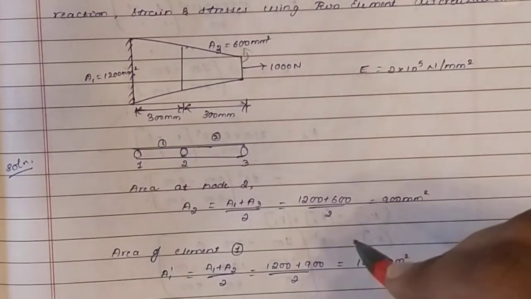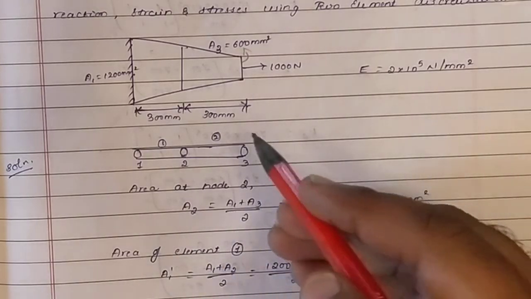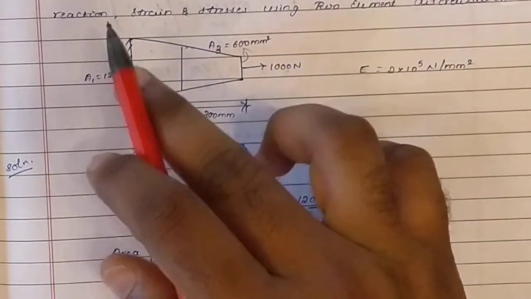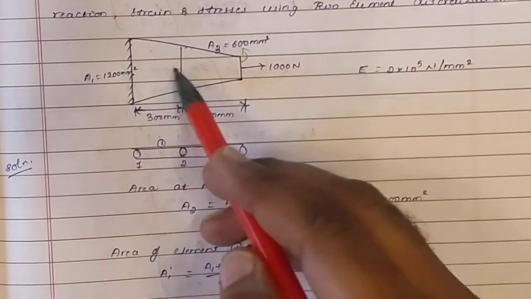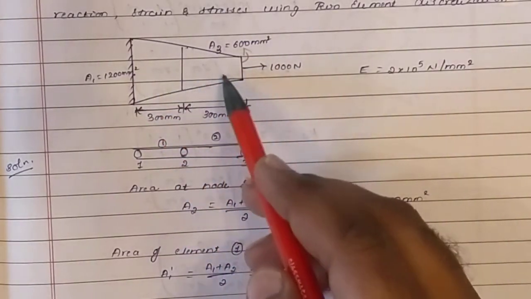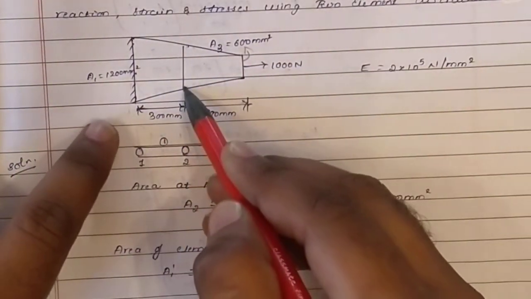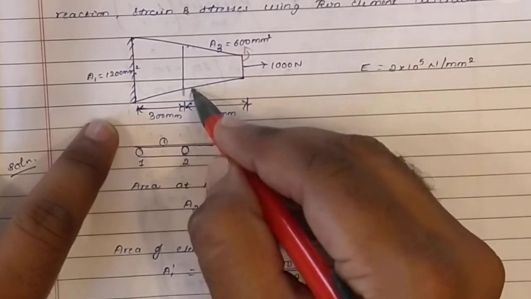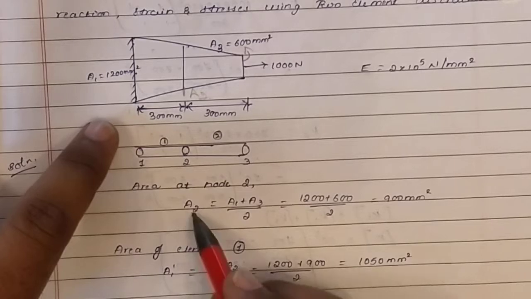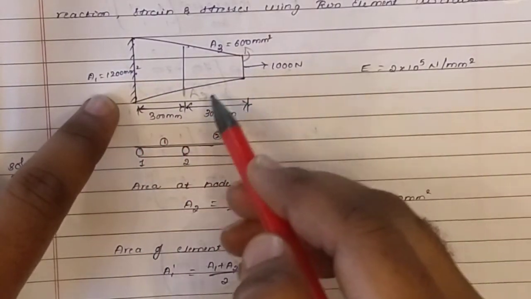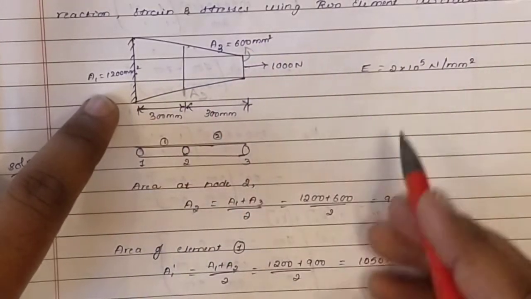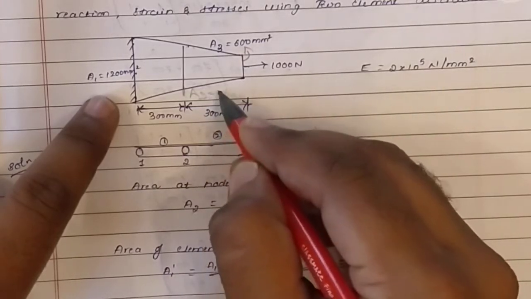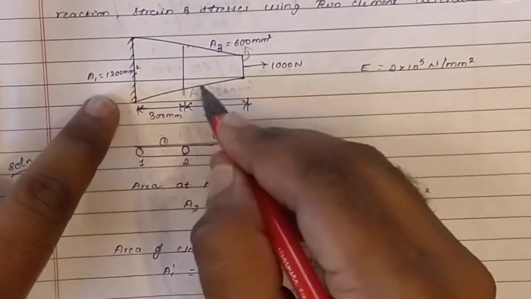Before moving on to the next step, you have to find the area. You have to convert the tapered bar into a stepped bar and then you can solve it easily. In order to convert the tapered bar into a stepped bar, you have to find the cross section area at this point. First find the cross section area at this point. This is A2. So A2 is equal to A1 plus A3 by 2, which will give the cross section at this midpoint. That is 1200 plus 600 by 2, which gives 900 mm square. So A2 is equal to 900 mm square at this point.